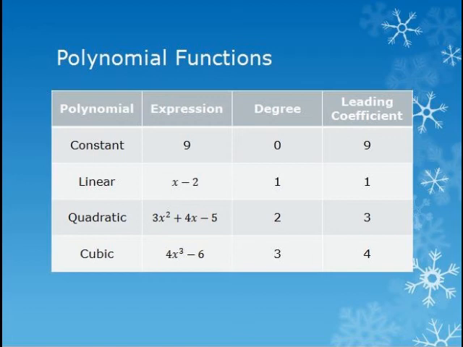Now, they're not always going to be the same like that. For instance, the quadratic. We have 3x squared plus 4x minus 5. 3x squared is the highest exponent value on the x. We have a 2. So that's the degree. The leading coefficient then is the number in front of the x, which is a 3. And then a cubic is anything to the third power, so 4x cubed minus 6. The cube is the degree, that's 3, and the leading coefficient then is 4.